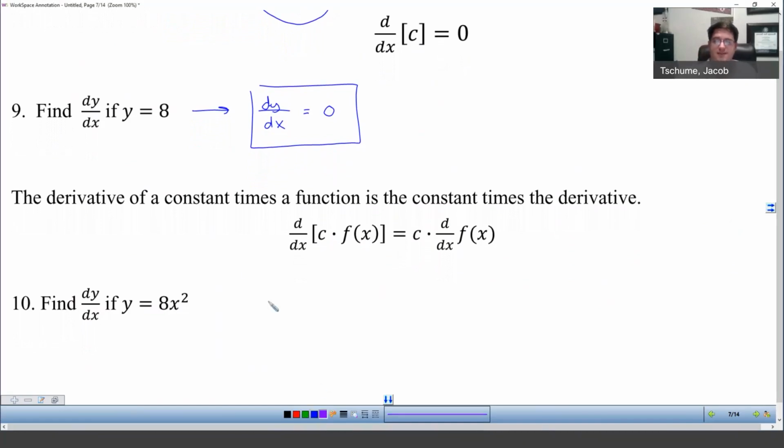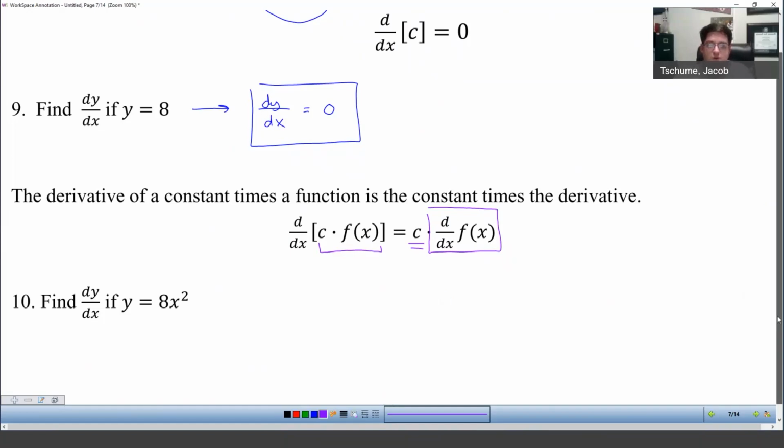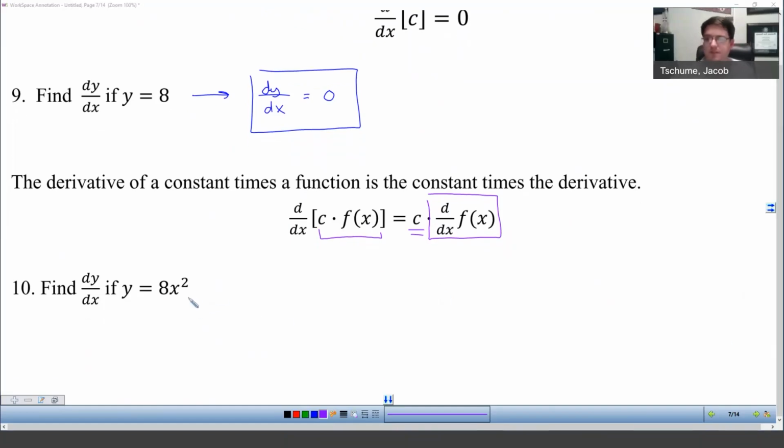What this rule says is that if you have the derivative of a constant times a function, you will leave the constant alone, but you still have to take the derivative of the function like you normally would. So that's probably using the power rule here. And then when you're done taking the derivative, you will multiply that derivative by the constant that you left alone. So let me show you how this works. Number 10, I want you to find dy dx if y is equal to 8x squared.